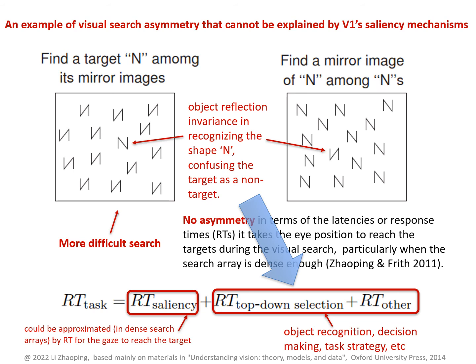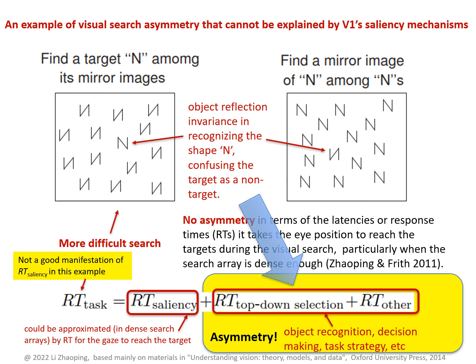When the saliency component can be approximated by the RT for the gaze to reach the target, we can then dissect that the search asymmetry is actually in the non-saliency component, and so this asymmetry does not falsify the V1 saliency hypothesis. And this example also demonstrates that sometimes behavioral measurements do not approximate well as manifestations of a particular underlying mechanism that we like to study.